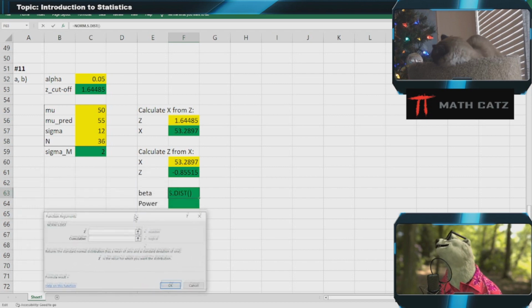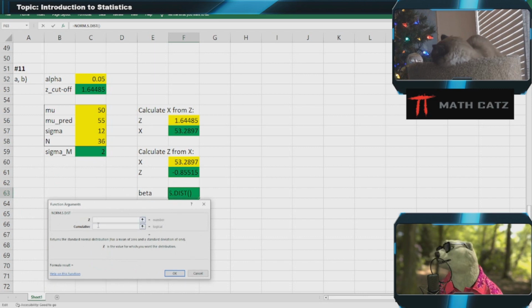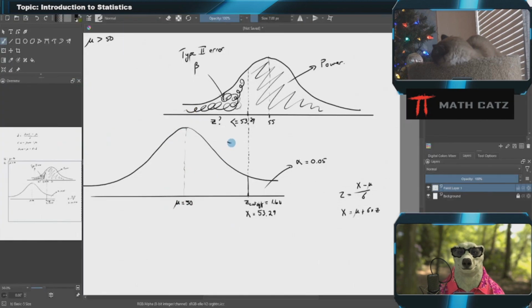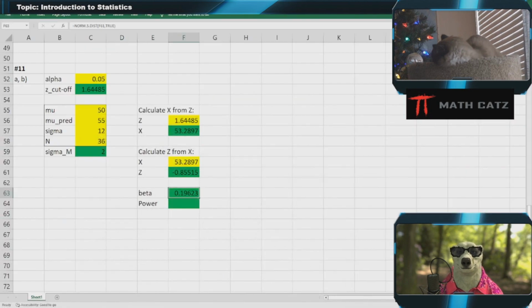And then if I use the insert function, it will actually sort of ask me for the different inputs here. The z-score is this one. Cumulative, I'm going to go with true because I'm looking for that whole area that sweeps from the left. And we get 0.19623. Now, I would write it on there, but I can write with a mouse, but it looks absolutely terrible. So let's not do that. So that's this area over here. What was it? 0.19623. Then the power is simply 1 minus that.